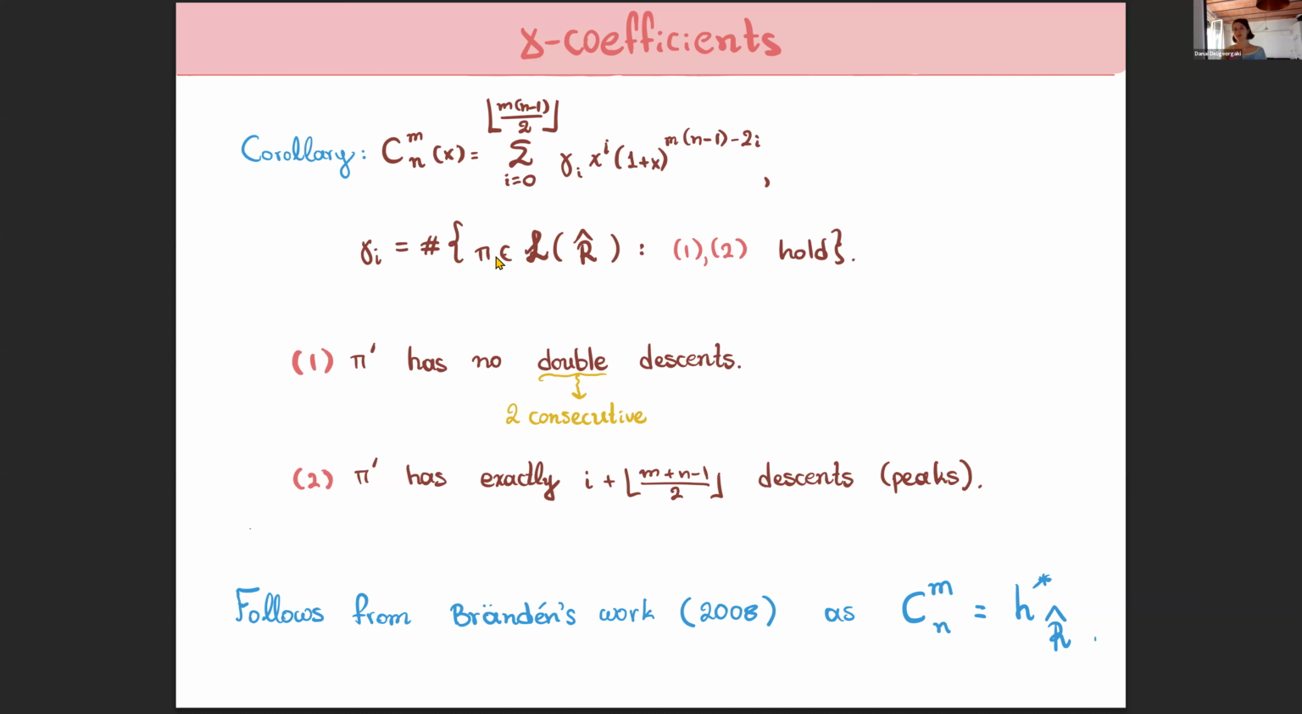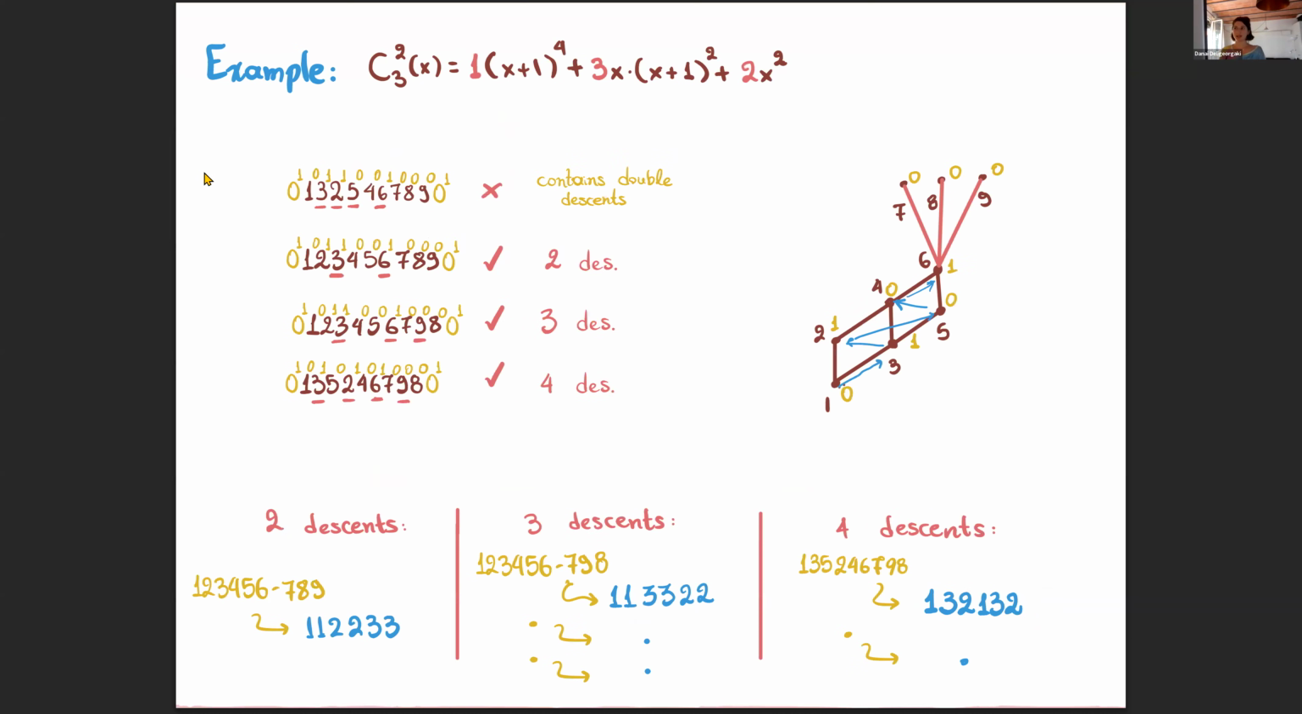And second, the ith coefficient counts permutations with exactly i plus something descents. So this is an analog of the regular permutation case, in a sense. Let me quickly explain a little bit what this means. So in the example from before, we have the coefficients 1, 3, 2. And all that the theorem is saying is that now I have a way of realizing this 1, 3, and 2.